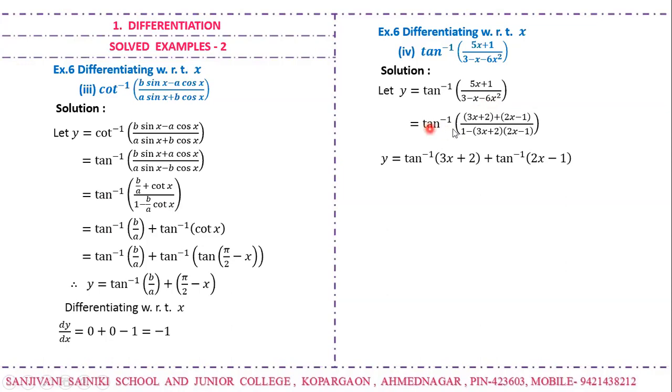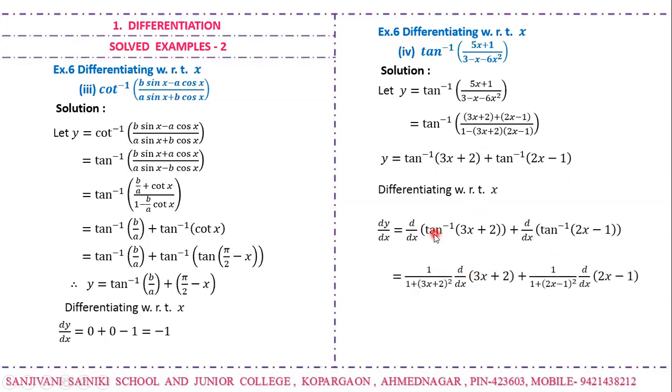Again I will use the property tan inverse of (x plus y) upon (1 minus xy) is tan inverse of x plus tan inverse of y. Differentiating with respect to x, we get d by dx of the first function plus d by dx of the second function. Here I will use the chain rule formula for tan inverse of f of x: 1 upon 1 plus f of x square into f dash of x. The derivative of 3x plus 2 is nothing but 3, so 3 upon 1 plus (3x plus 2) bracket square, and the derivative of 2x minus 1 is 2 minus 0. So we get here 2 upon 1 plus (2x minus 1) bracket square.